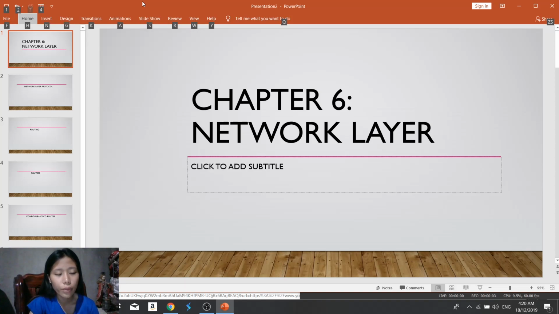So hi guys, this video is going to be the summary for chapter 6, which is the network layer. This chapter focuses on the roles of the network layer. It examines how it divides the network into groups of hosts to manage the flow of data packets within the network. It also covers how communication between networks is facilitated, and that communication between networks is called routing.